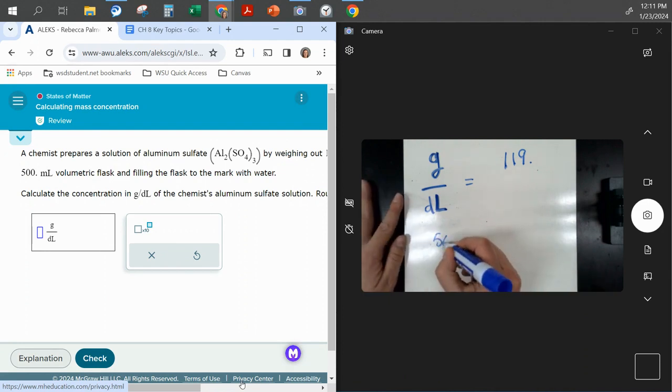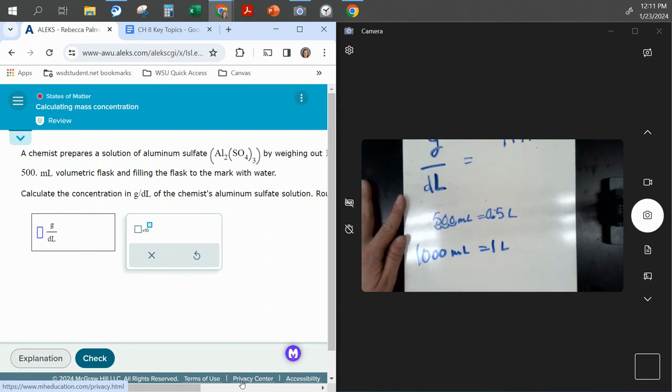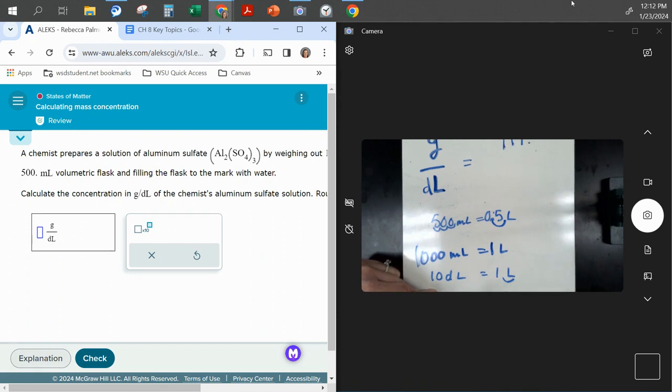But I'm going to go from 500 milliliters. That's the same as 0.5 liters, okay? So I know there's 1,000 milliliters in 1 liter. Then I also know that there are 10 deciliters in 1 liter. So to get from liters to deciliters, I'm just going to move my decimal over 1, and that will give me deciliters. So 0.5 liters is the same as 5 deciliters.